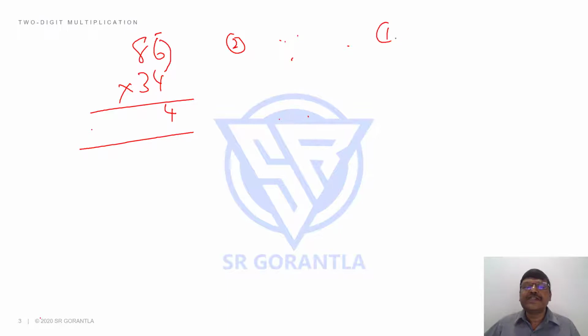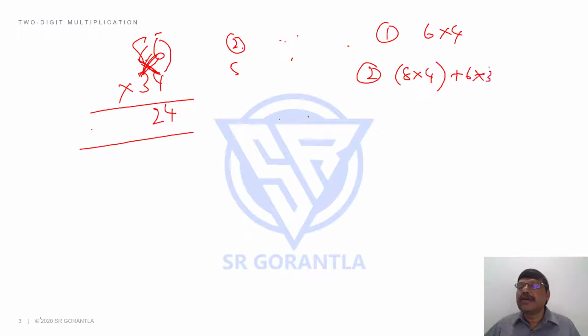So what is the first step, students? 6 into 4. The second step is to cross multiply them. What is 8 into 4? 32. 3 into 6, 18. 32 plus 18, how much is it? 50. 50 plus 2, 52. 5 here, 2 carried. What is the second step, students? We are cross multiplying 8 into 4, plus 6 into 3, and then whatever is the carry forward number from the previous step, we are adding it, right?